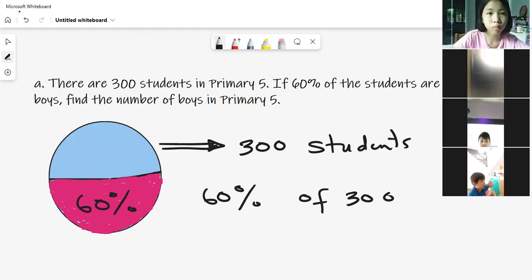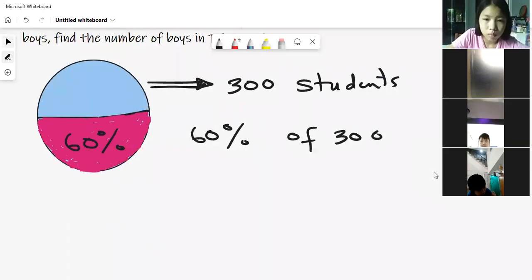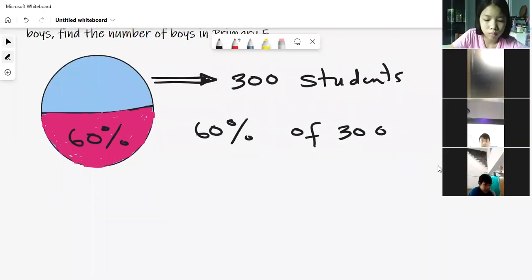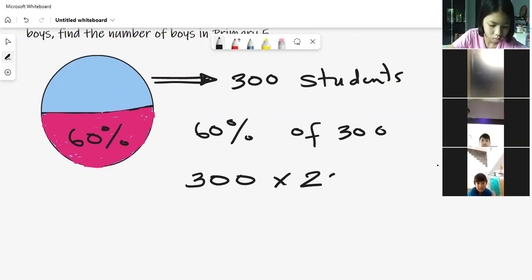Now the question there: how many students are there in 60%? So how are we going to do that? That is 60% of 300. Now the shortest way, the one that I teach you: we need to do 300 times 60 divided by 100. You can do it like this.